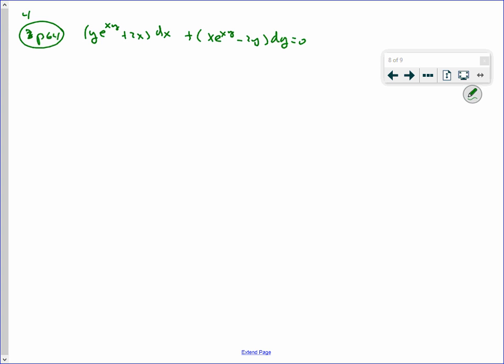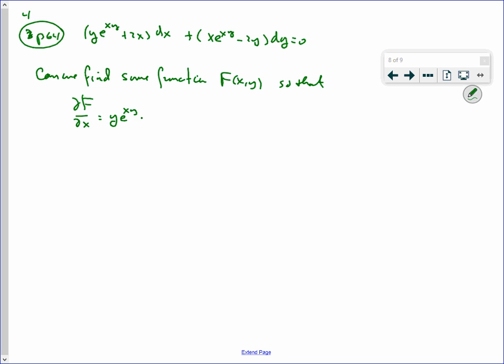But we want to see if we can find some function f of x y, so a formula with both x's and y's, so that the partial of f with respect to x is what's in front of dx, y e to the xy plus 2x, and the partial of f with respect to y is what's in front of the dy. So this is kind of a little game we play here.